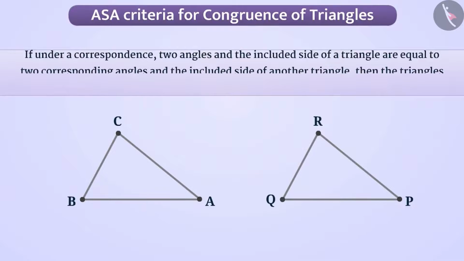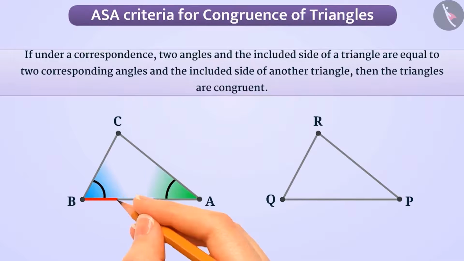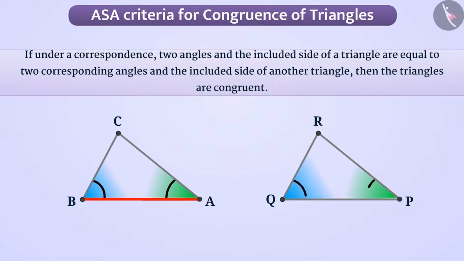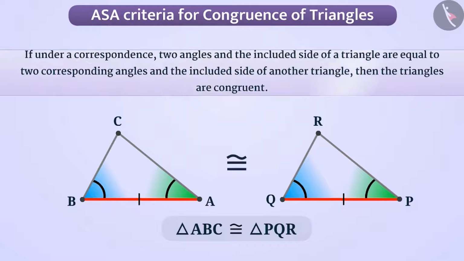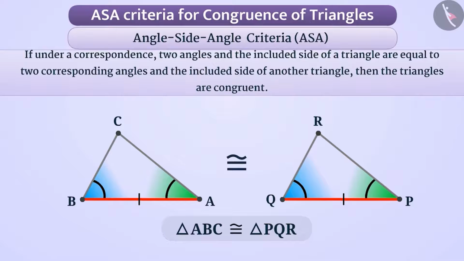if under a correspondence, two angles and the included side of a triangle are equal to two corresponding angles and the included side of another triangle, then the triangles are congruent. This condition of congruency is called angle-side-angle criterion, or in short ASA criterion.